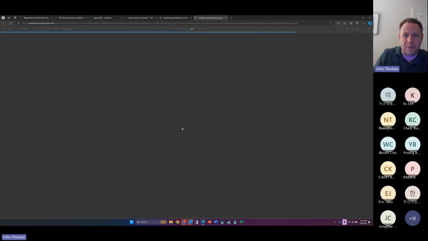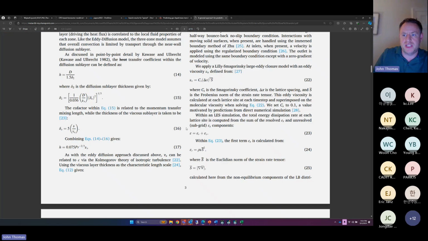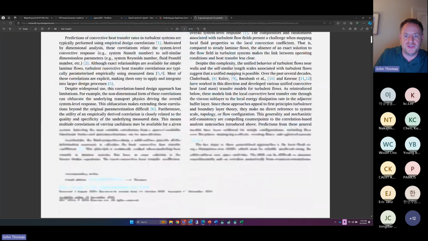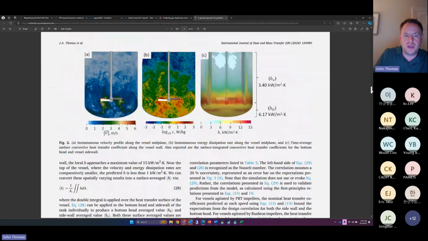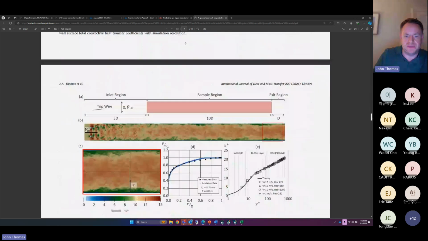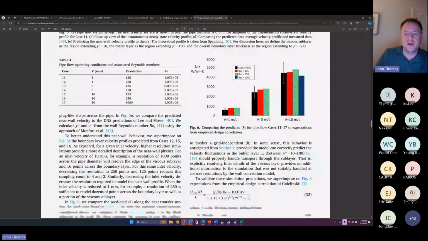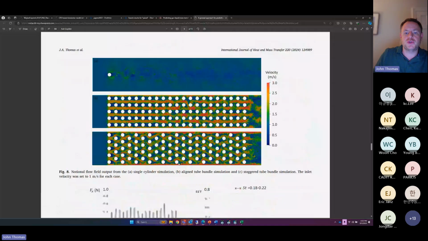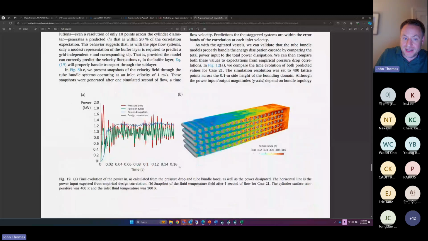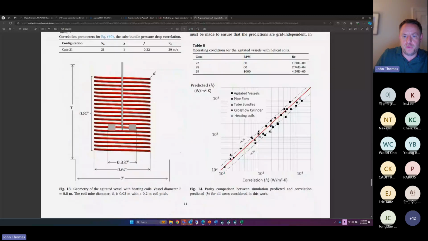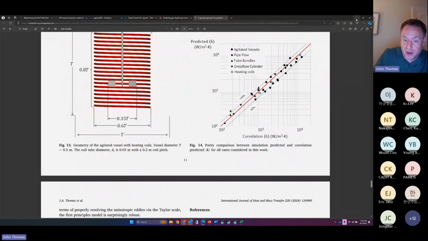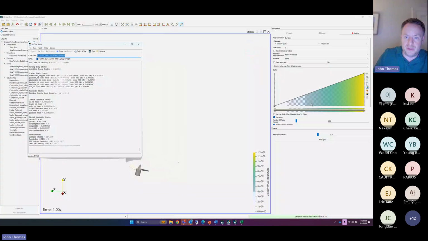This is a paper that I wrote that talked about convective heat transfer in both agitated vessels and other piping systems, like flow through pipe or flow over coils. So yes, we can incorporate heat transfer. We've had very good success in linking predicted versus measured Nusselt numbers. It's not anything I included in this model, but it's absolutely something we include in the physics.